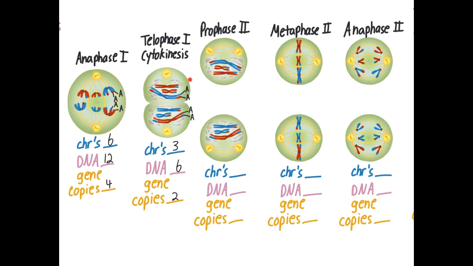During telophase 1, the chromosomes are decondensing, but each chromosome still consists of 2 chromatids during telophase and cytokinesis and during interkinesis, which is not shown here. So we still have 3 chromosomes in each of these cells. During prophase 2, the chromosomes condense, but they don't otherwise change, so we still have 3 chromosomes, 6 DNA molecules, and 2 copies of each gene in each cell.